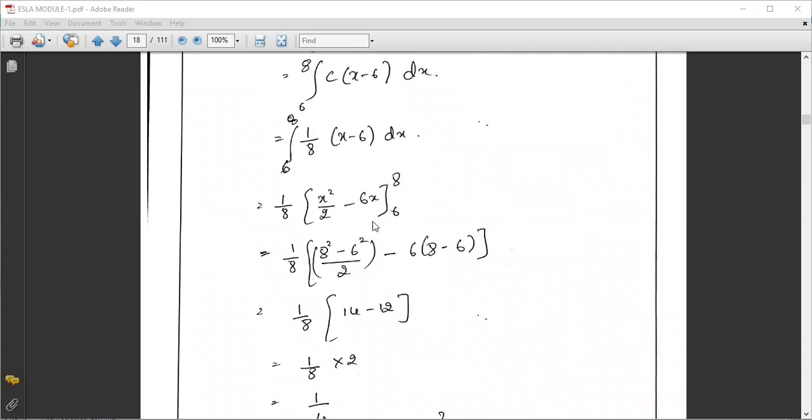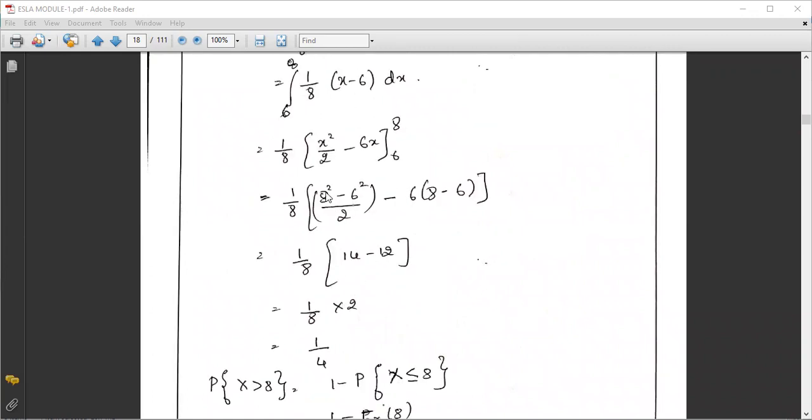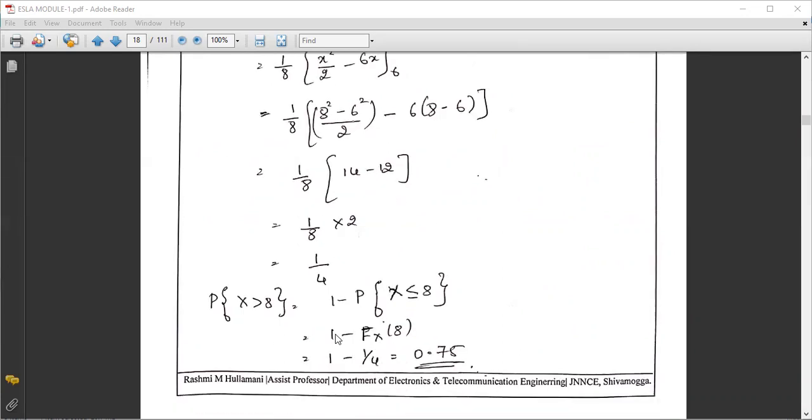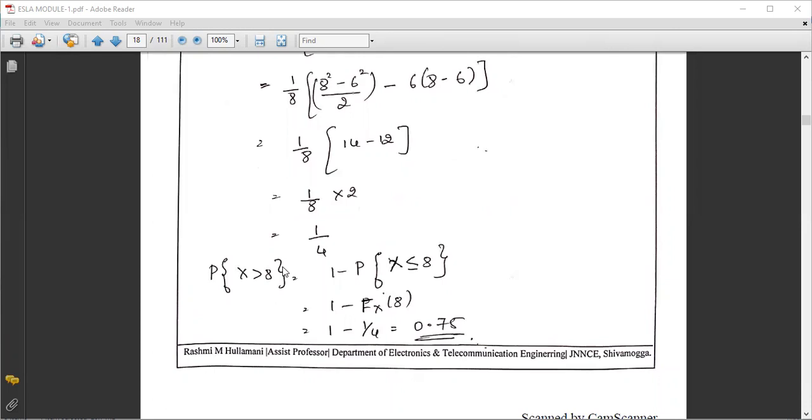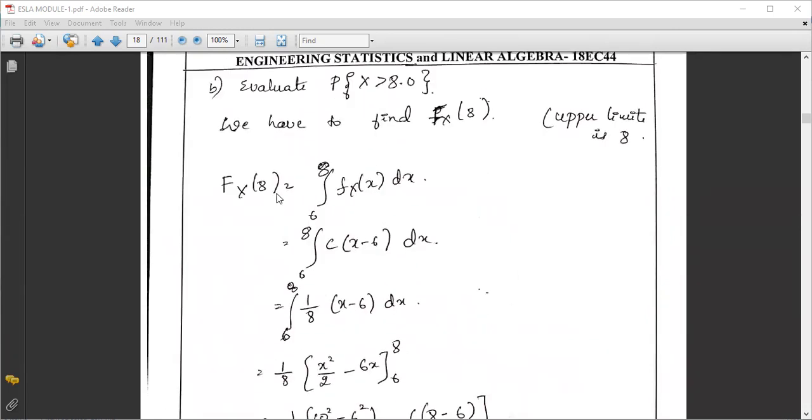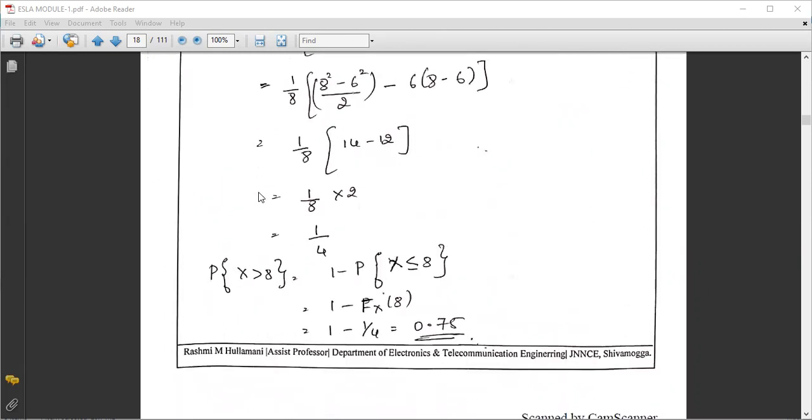Substituting the upper limit first minus the lower limit: (8 square minus 6 square) by 2 minus 6 into (8 minus 6). 8 square is 64, 64 minus 36 gives 28, 28 by 2 gives 14. 6 into (8 minus 6) is 6 into 2, which is 12. 14 minus 12 is 2. 1 by 8 into 2 gives 1 by 4. Therefore, Fx of 8 gives 1 by 4.